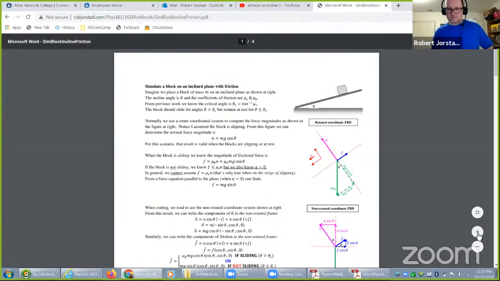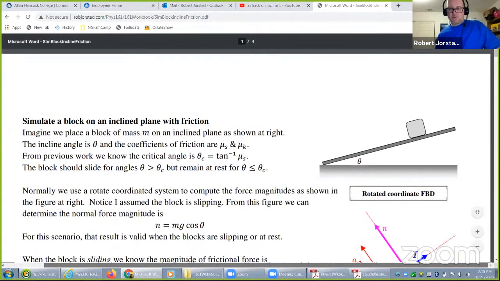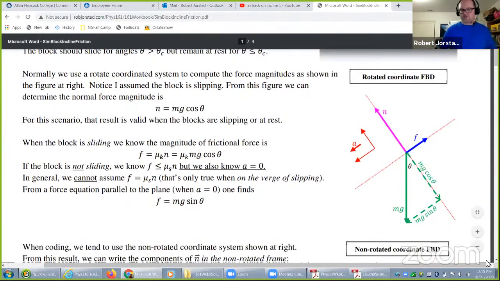So look at this. This is very similar, except it has friction, okay? And so I just want to point this out. This will show you how to write a simulation if you wanted to. Now this one has friction. We haven't talked about friction yet. So there's a bunch of words here.